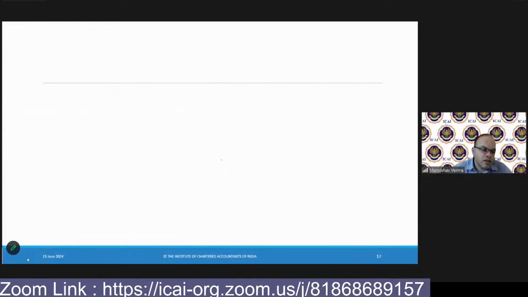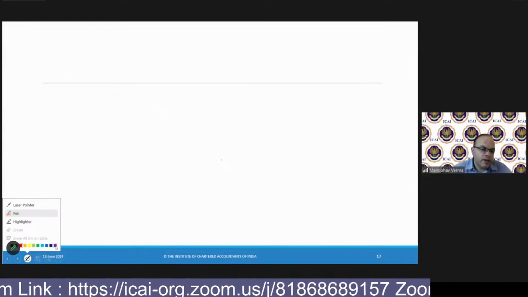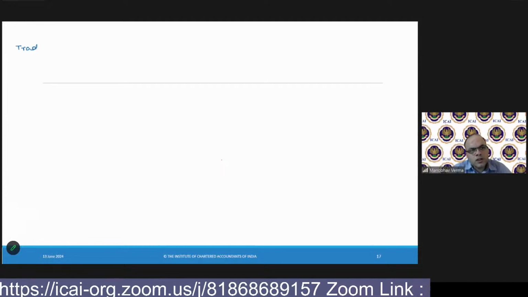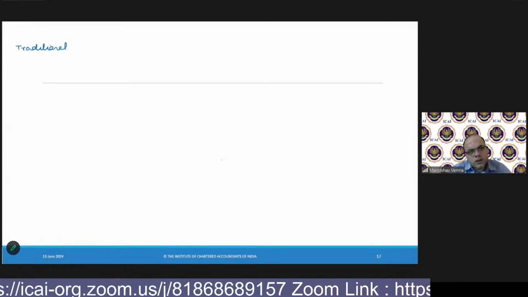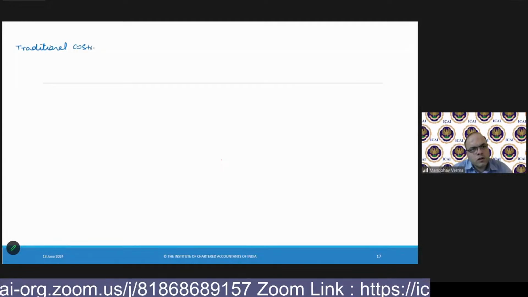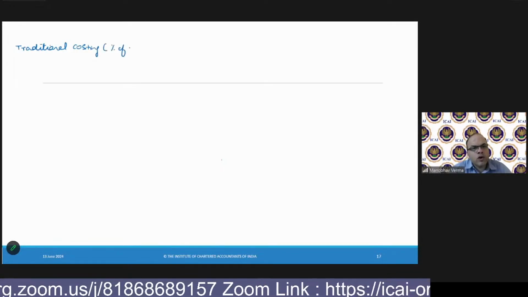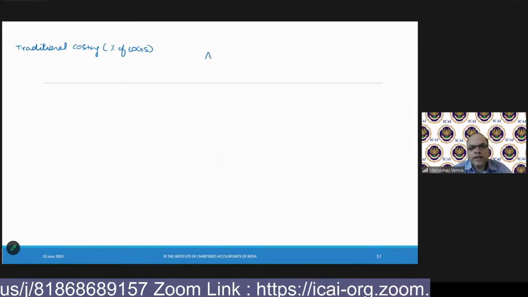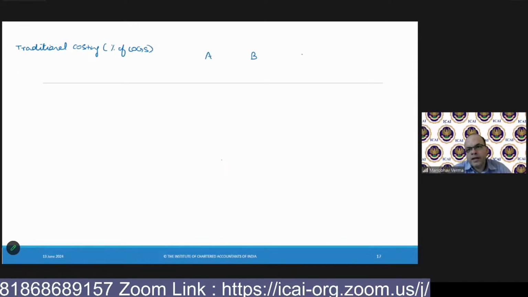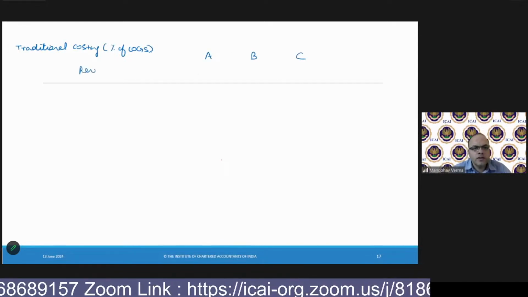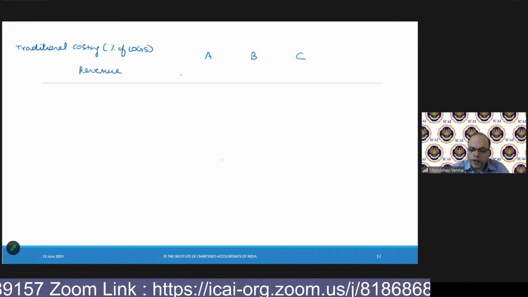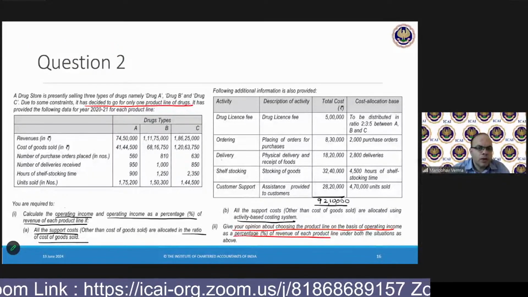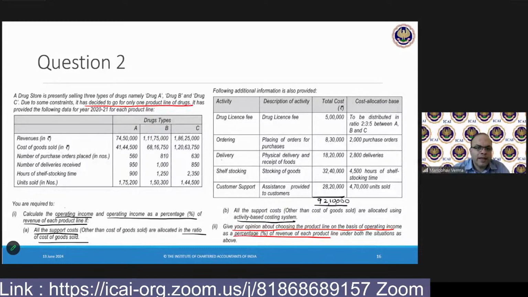So let's tackle traditional costing, or percentage of COGS. That's what is given to us in this case. And we're looking at three drugs here, A, B, and C. So the revenue given to us is 74.50 lakhs, 1 crore 11 lakhs, and 1 crore 86 lakhs.